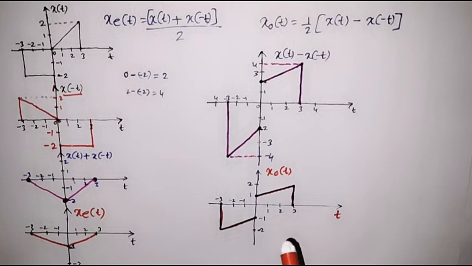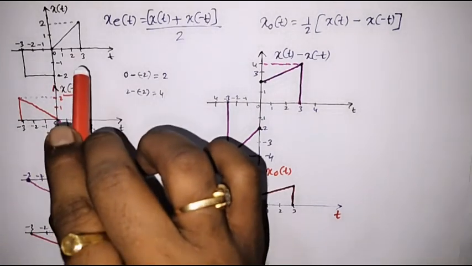So this is how we are supposed to draw the even and odd components of the signal for the given x of t.